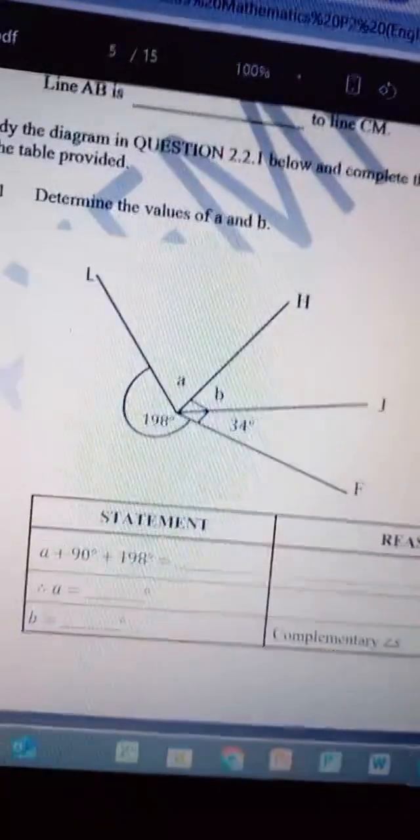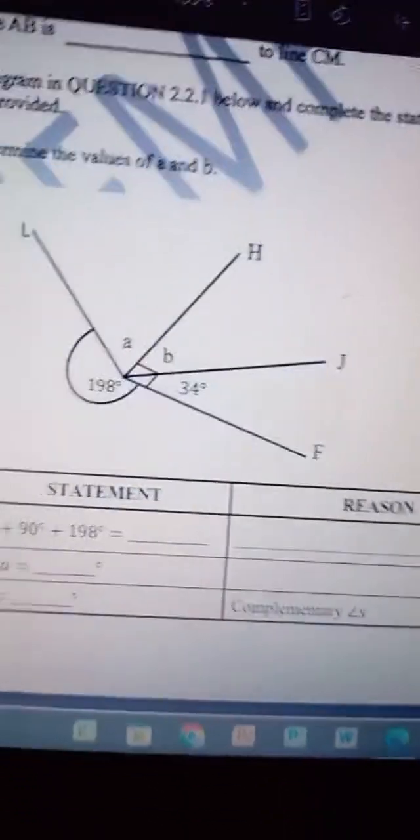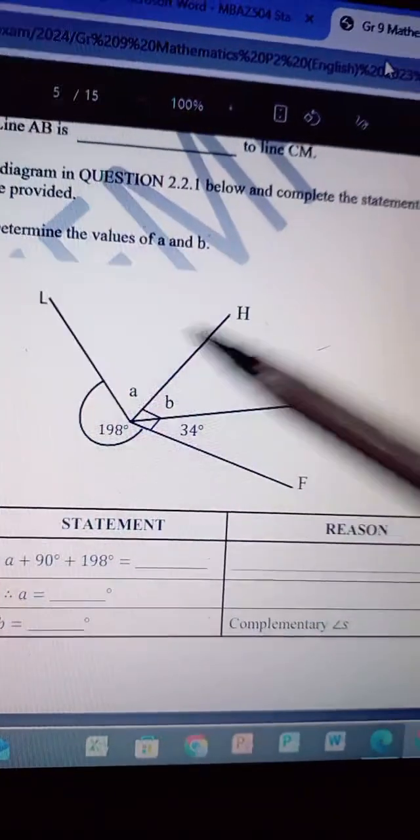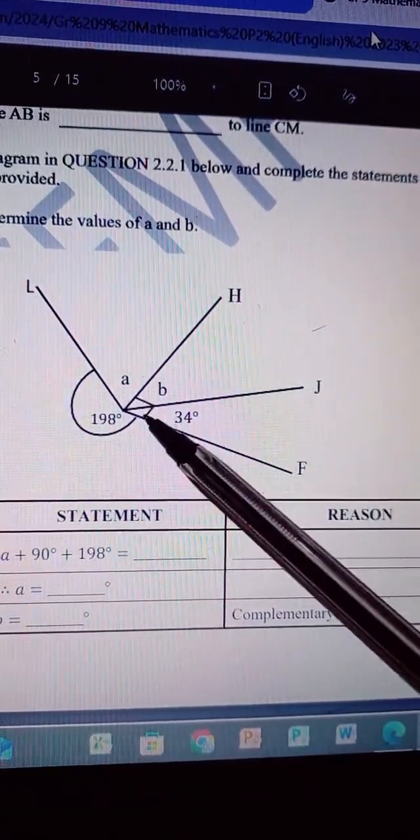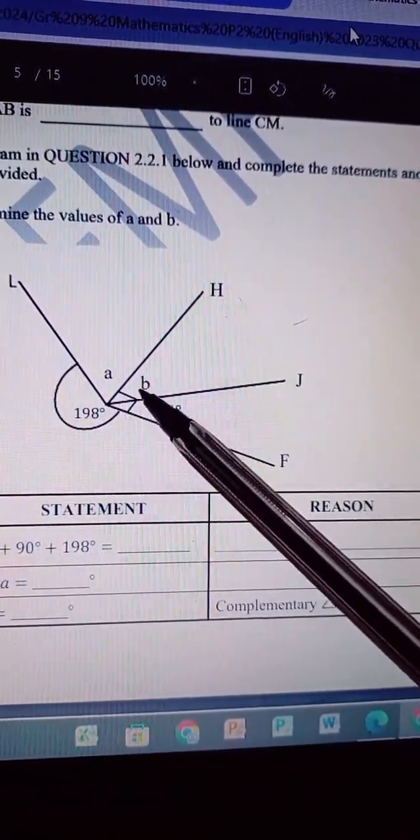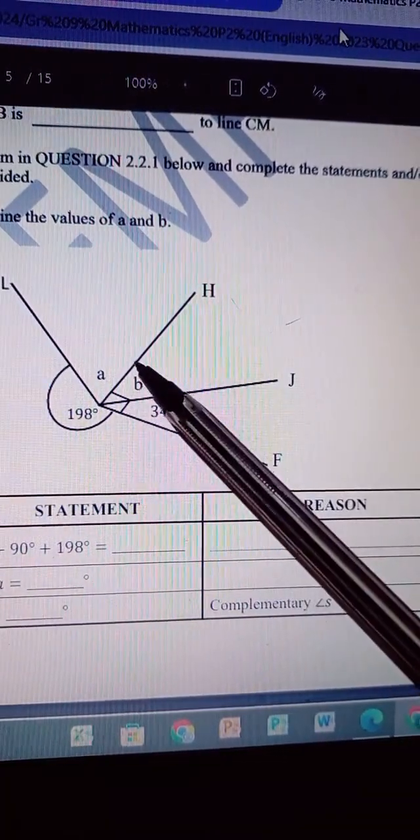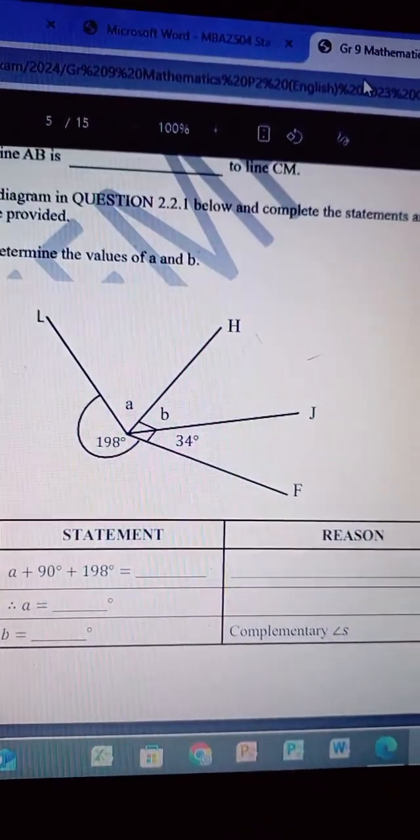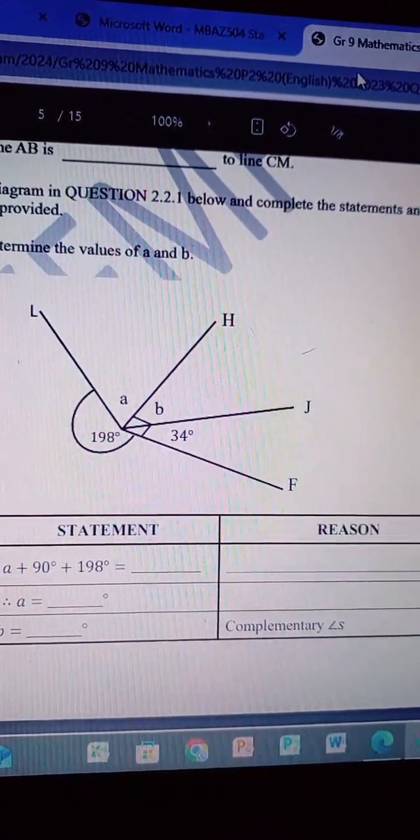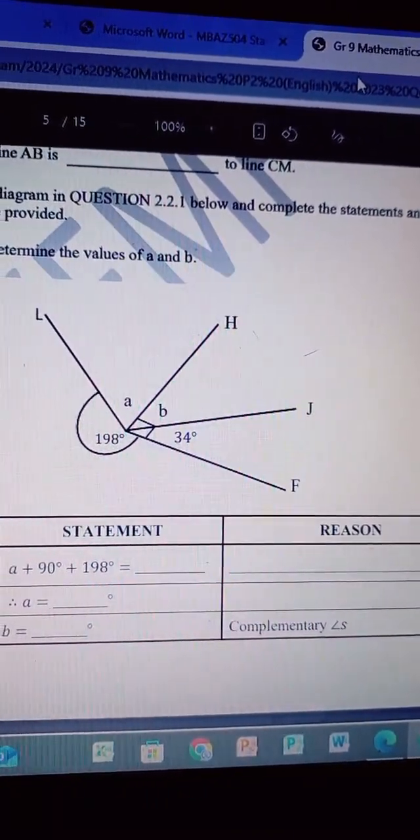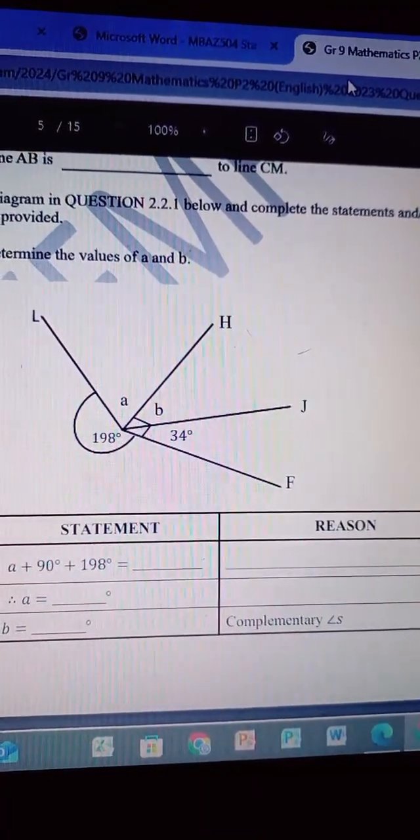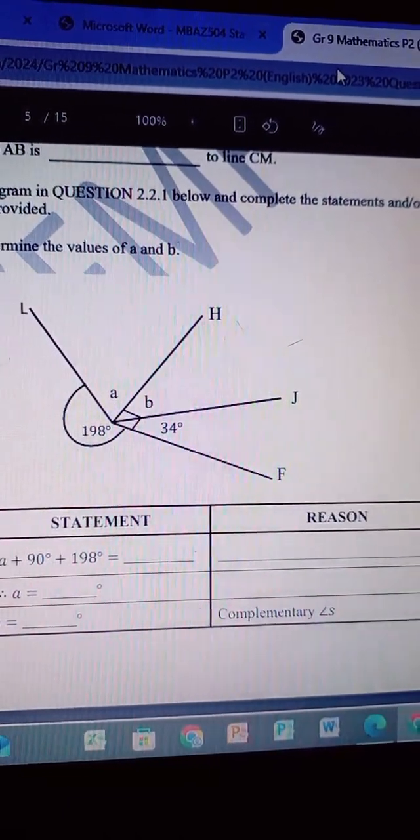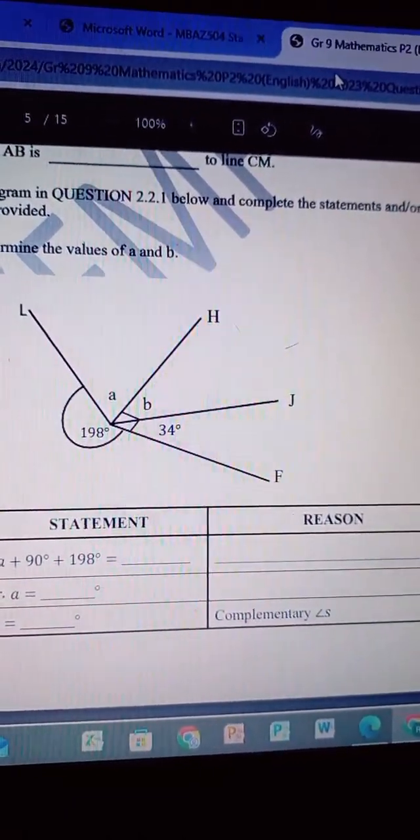Right. Let's go back to our question. This is 90 degrees in total. So to get B, we're going to say 90 minus 34, because that is a sign of 90 degrees. You have to be very careful when you're answering these questions. Extremely careful.